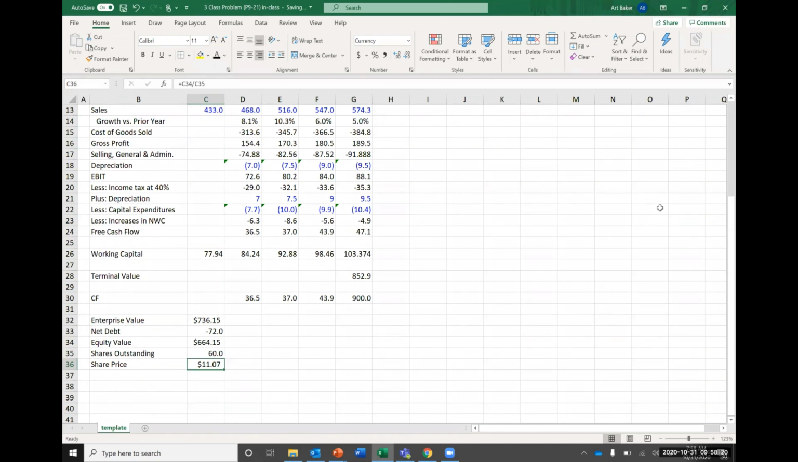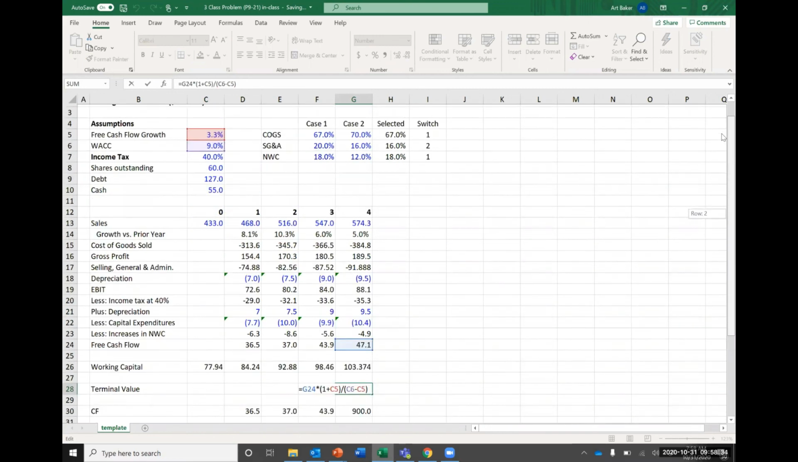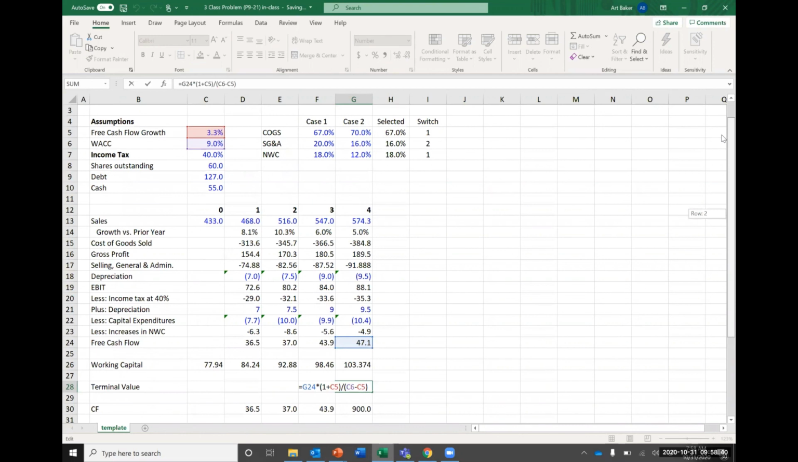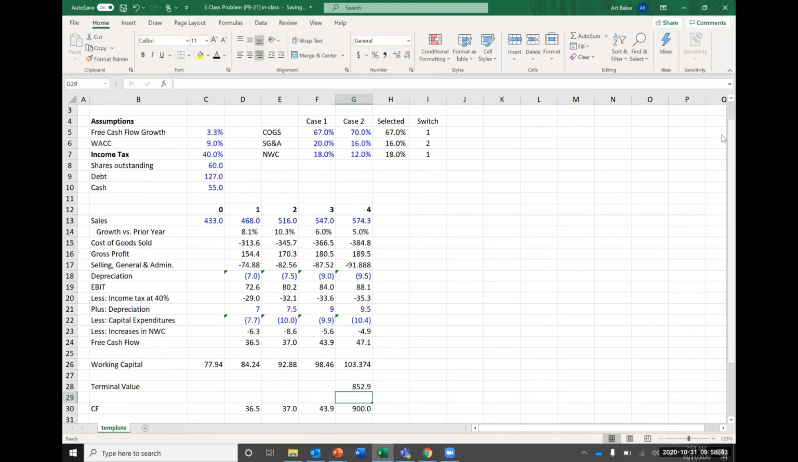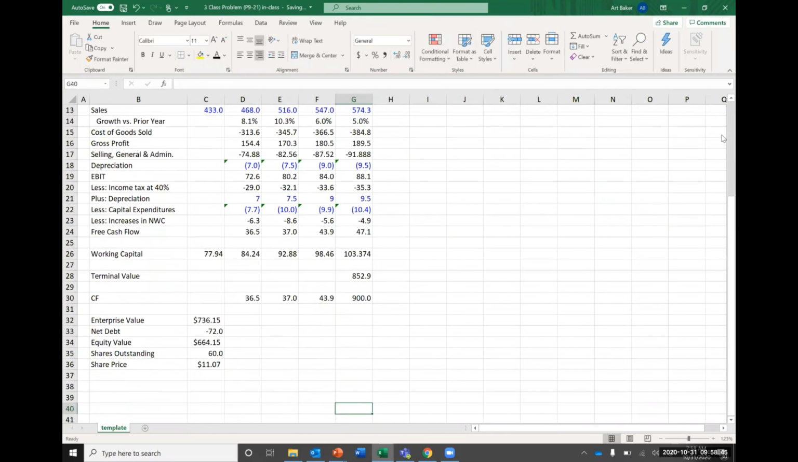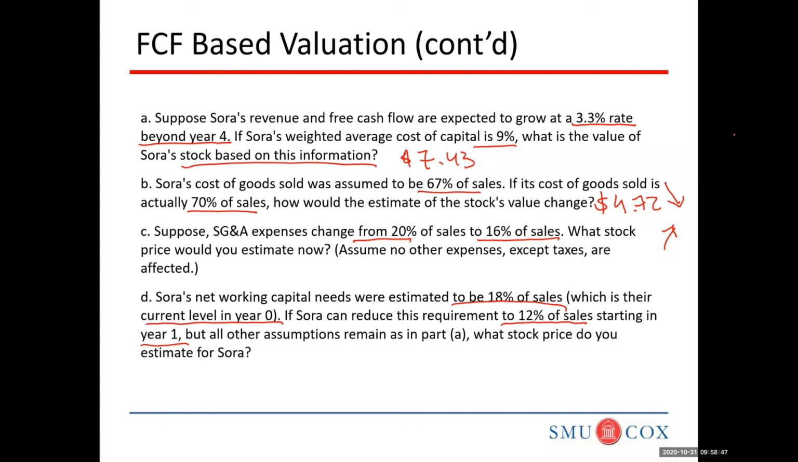Can you go back pretty quick to the terminal value? For any reason, it's not giving me the same. Terminal value is cash flow in year 4 times the growth rate divided by discount rate minus the growth rate. Okay, thank you. So we get 1107 for question C.